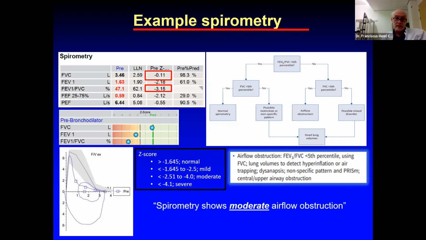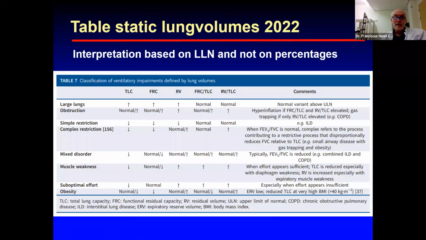But in this case, if we use again the Z-scores to classify, then we see that the Z-score of the FEV1 is minus 2.2, and we are in the case of, for the FEV1, mild. And if you go for the FEV1 over FVC, we see it's minus 3, and that's a moderate obstruction.